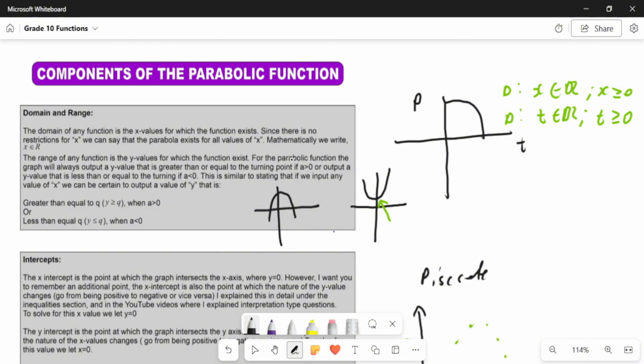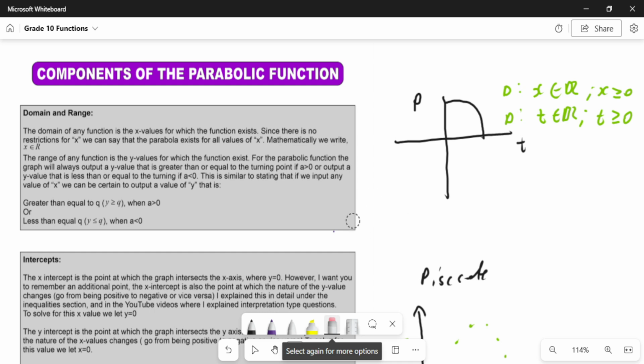Right, so if you're talking about the range, let's get back to what we're talking about. It will always output y values greater than the turning point, but that's only if a is greater than 0. So if a is greater than 0, the function should take on a general shape like this. And so it will always output y values that are bigger than or equal to the turning point. And here, if a is less than 0, that's the general shape, it will always output y values that are less than or equal to the turning point.